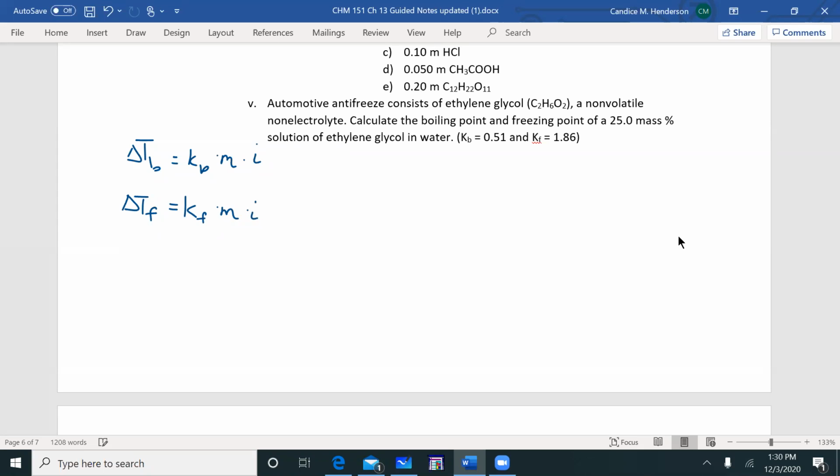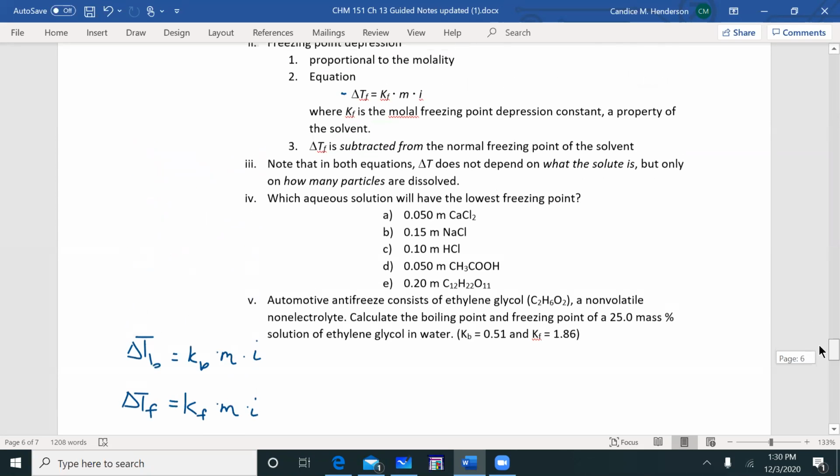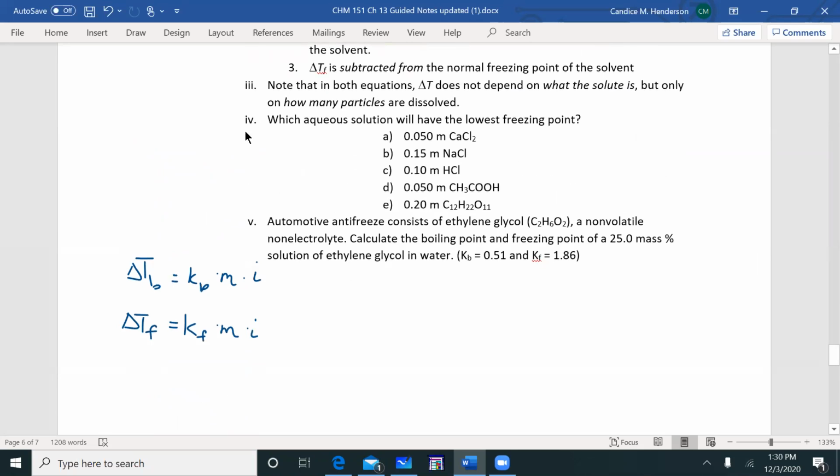And you know what? Pause, I skipped over something here. I want to go back up here. So let's do this before we do this. Okay, so which aqueous solution will have the lowest freezing point? Let's say all of these are dissolved in water. So the change in temperature of freezing is going to equal our Kf factor times our molality times our i value.